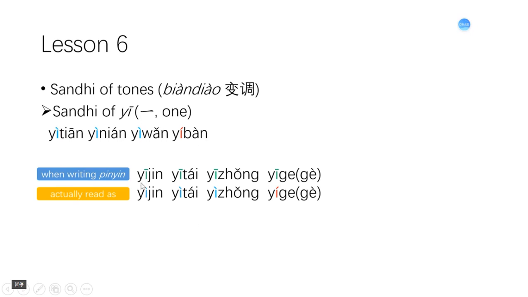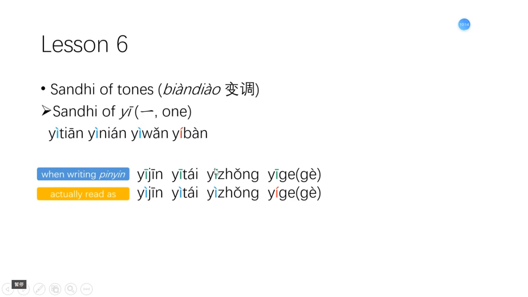Okay, please read 一斤、一台、一种、一个. Read again, or just read the first tone for this pinyin. There's a missing of tones. Okay, please read together. 一斤、一台、一种、一个. So this is the Sandhi of tones, the Sandhi of E.